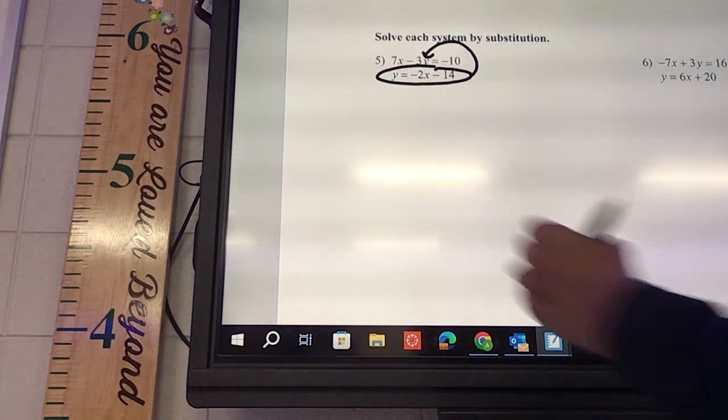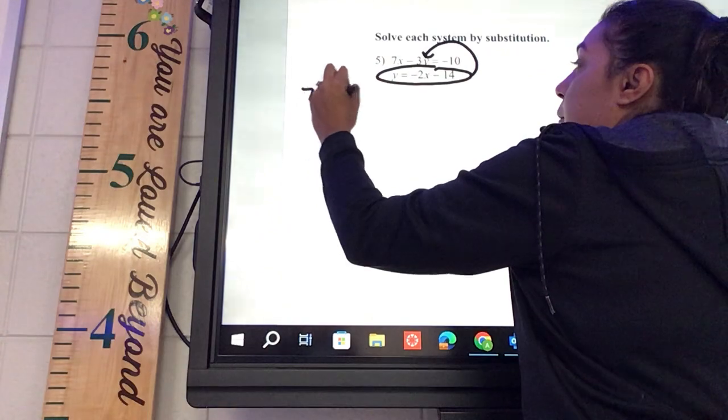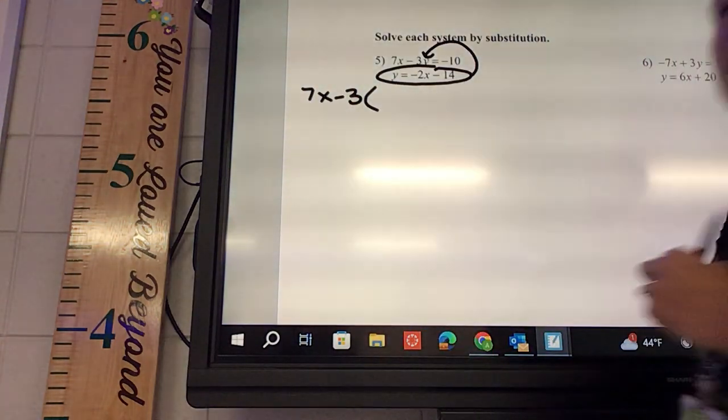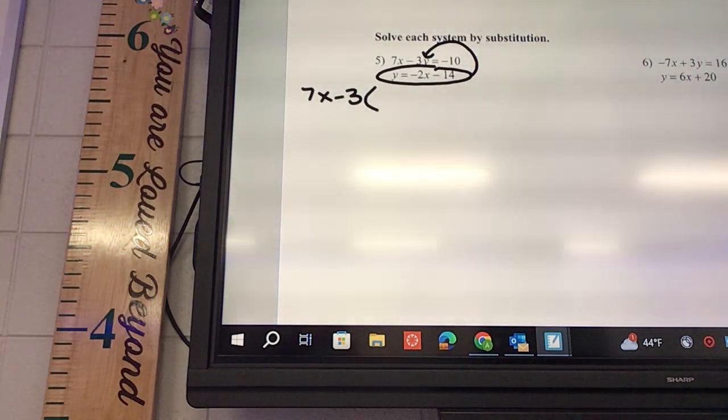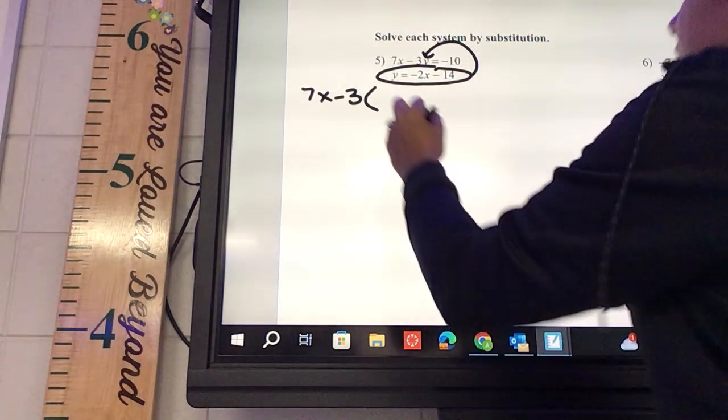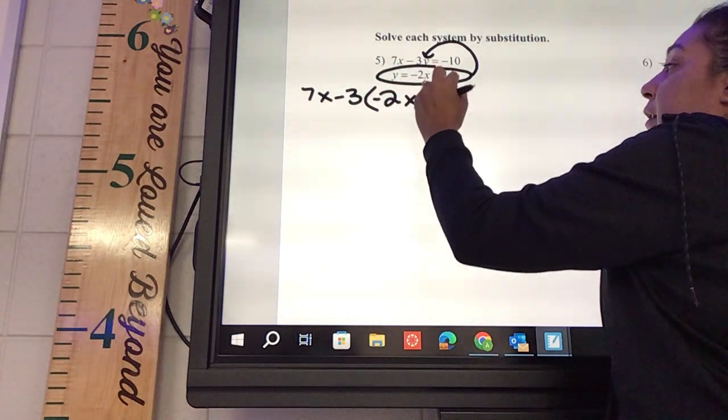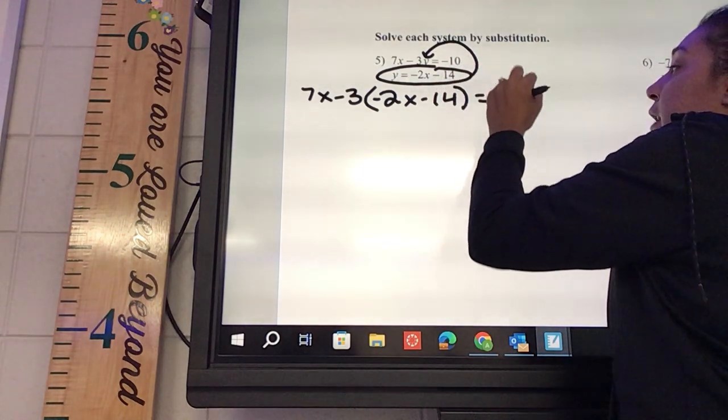Okay, and so we're going to get 7x minus 3, and instead of y, what am I writing? The y equation. The y equation, which is -2x minus 14 equals -10.